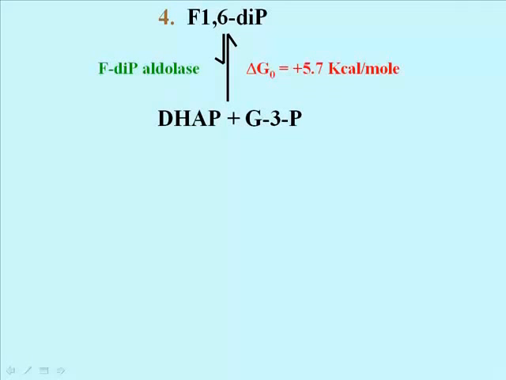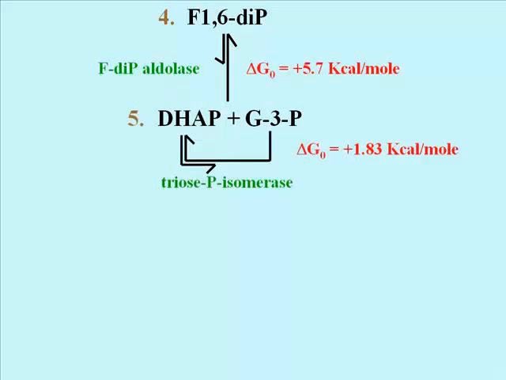In the next reaction, the enzyme fructose diphosphate aldolase splits the 6-carbon fructose 1,6-diphosphate into two 3-carbon molecules, dihydroxyacetone phosphate and glyceraldehyde 3-phosphate. As you can see, the reaction is very endergonic to the tune of plus 5.7 kilocalories per mole. Another enzyme, triose phosphate isomerase, catalyzes the isomerization of DHAP to glyceraldehyde 3-phosphate, or G3P, another endergonic reaction, with a standard free energy change of plus 1.83 kilocalories per mole.